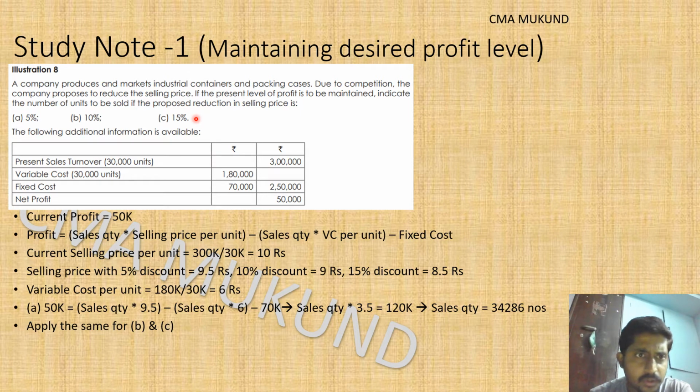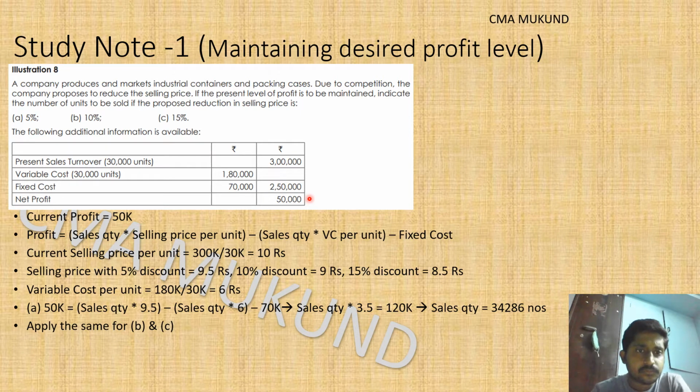So there is severe competitive pressure, due to which the company is proposing three options: a 5% reduction in selling price, a 10% reduction and a 15% reduction. The following is the additional information available. Present sales turnover: 30,000 units have been sold. Present sales turnover is 3 lakh, which means 10 rupees per unit is the selling price. Variable cost is 1.8 lakh. Fixed cost is 70,000 rupees. So total cost, 1.8 plus 0.7, comes to 2.5 lakhs, and the P&L profit is 50,000 rupees.